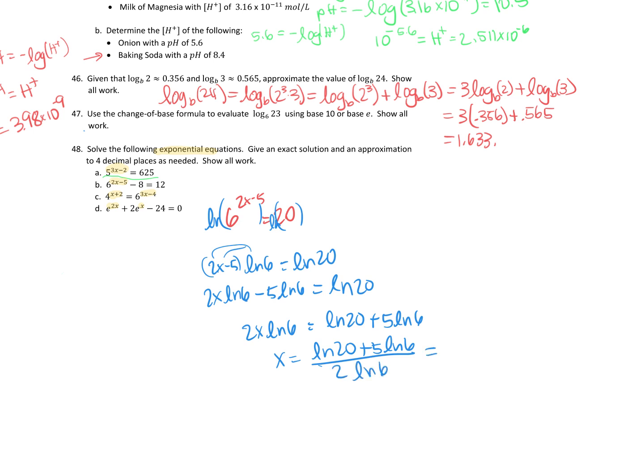And I can plug that into my calculator. When I type that in, I get that that's approximately 3.33597, so 3.3360. So that was part B. I'm now on to part C.